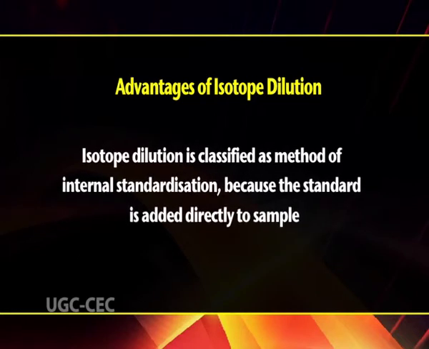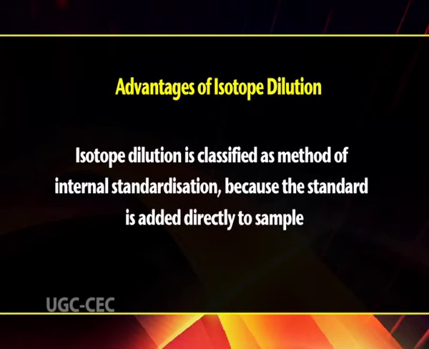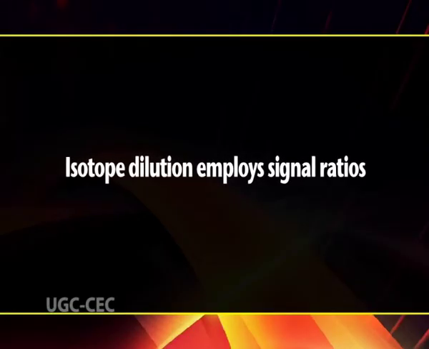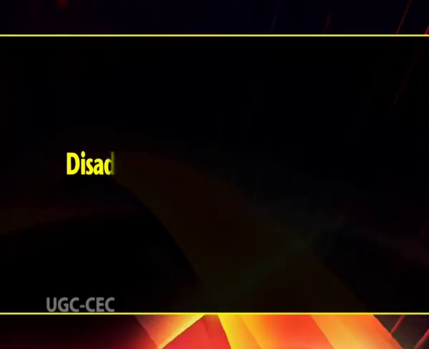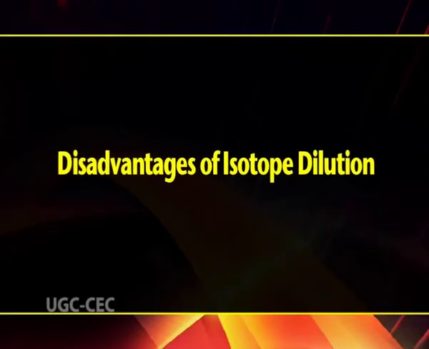Isotope dilution is classified as a method of internal standardization because the standard is added directly to the sample. In addition, unlike traditional analytical methods which rely on signal intensity, isotope dilution employs signal ratios. It is free from interference from other elements present and its accuracy is governed by the calibration of the spike solution. Now the disadvantages of isotope dilution.